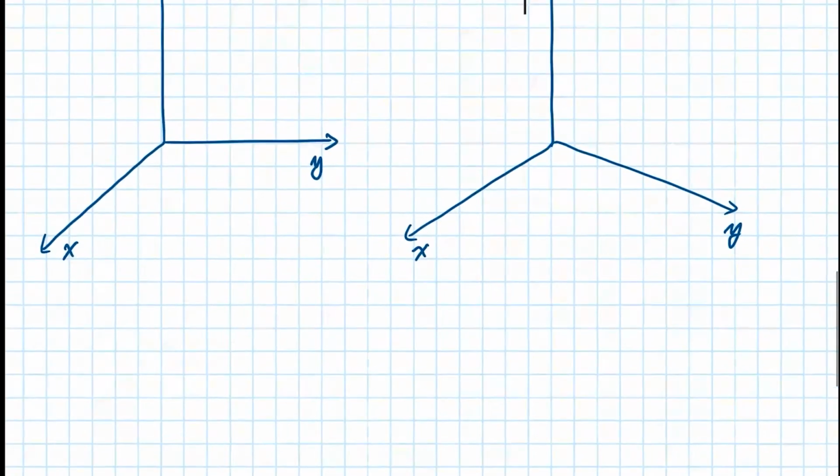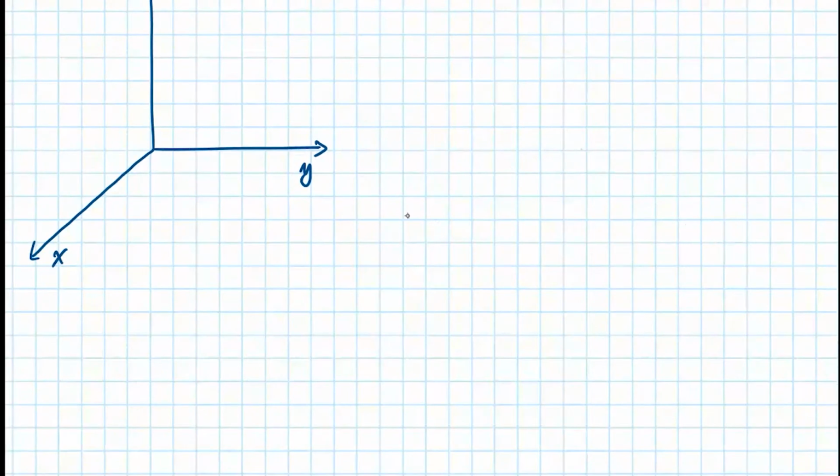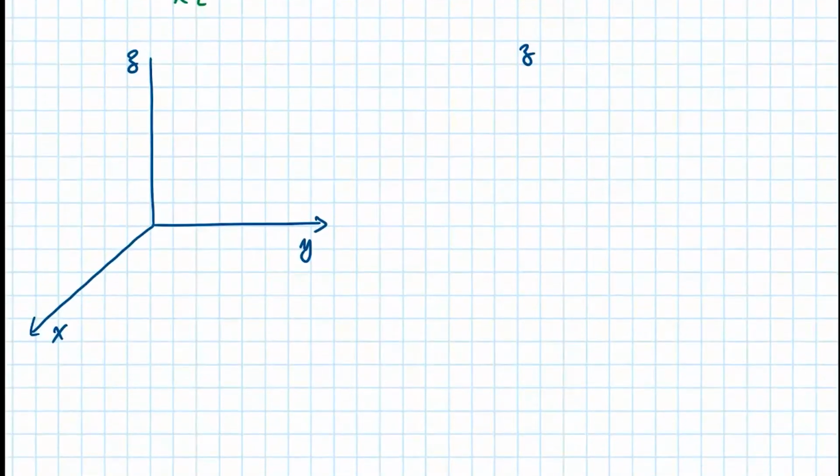Say Cartesian coordinate first. I'm going to get rid of this now. Cartesian is easy. Say X, Y, Z coordinate, right? Say your X coordinate is somewhere here, and then your Y coordinate is somewhere.